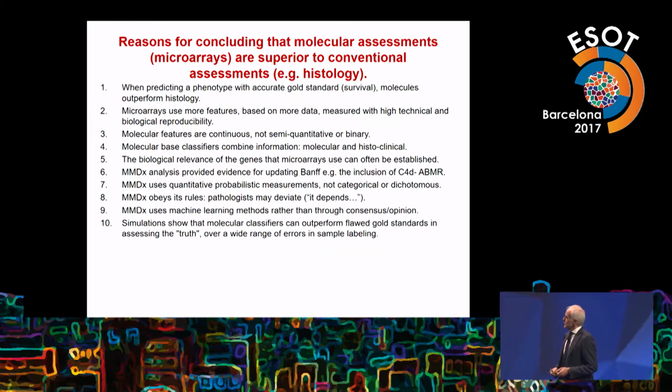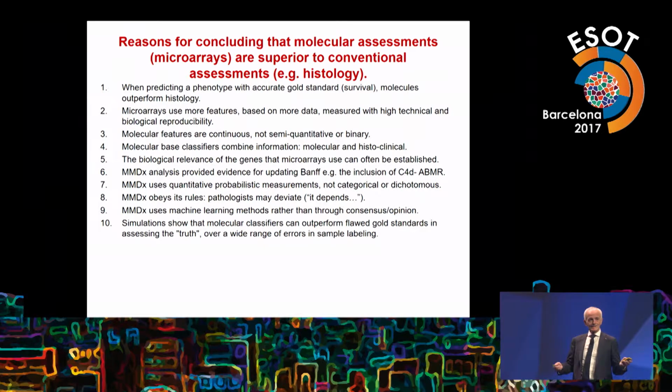The molecular-based classifiers are trained on the clinical features, the histologic features, and they incorporate the molecular features, which actually makes them more powerful. Biological relevance of many of the genes has been established. The analysis has provided already evidence for updating BANFF, so basically the recognition of the importance of C4d negative antibody-mediated rejection came from the molecular analyses. So we use probabilistic assessments and not categories, and we obey the rules. When you have an algorithm in the computer, you don't get to say it depends.